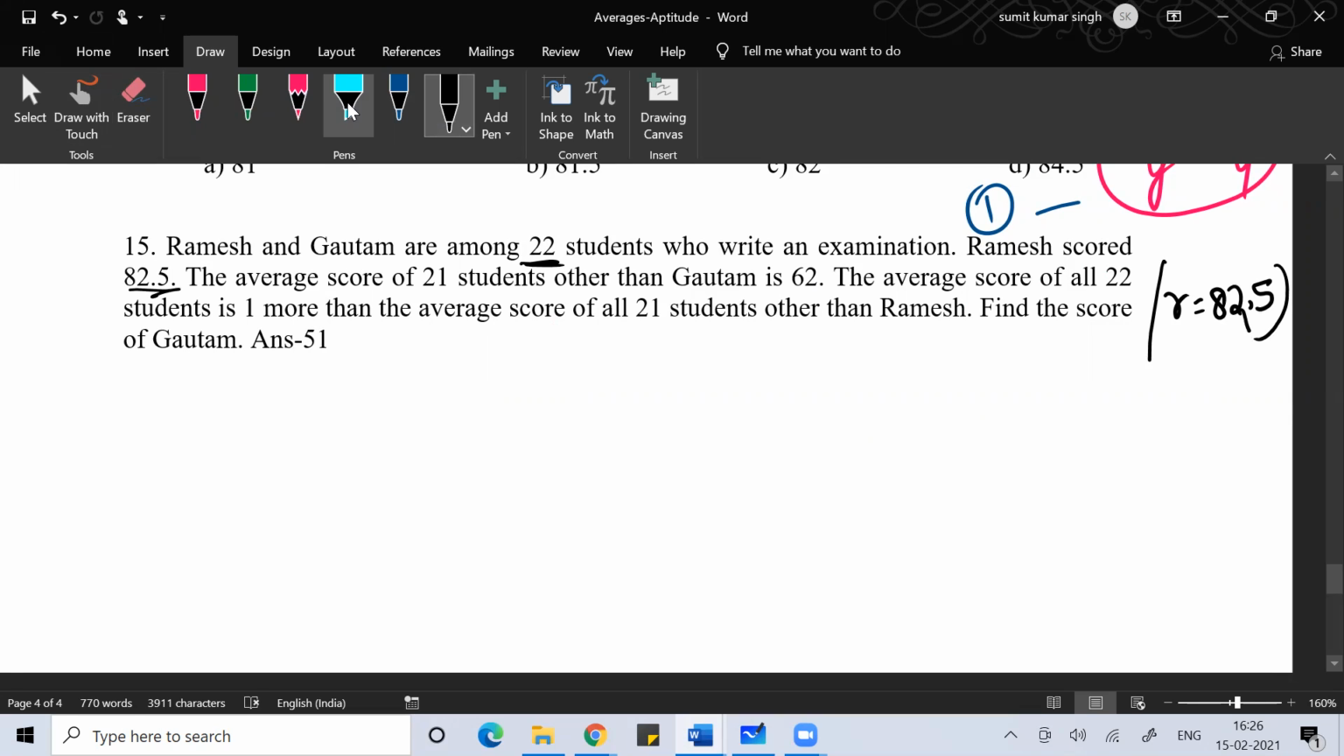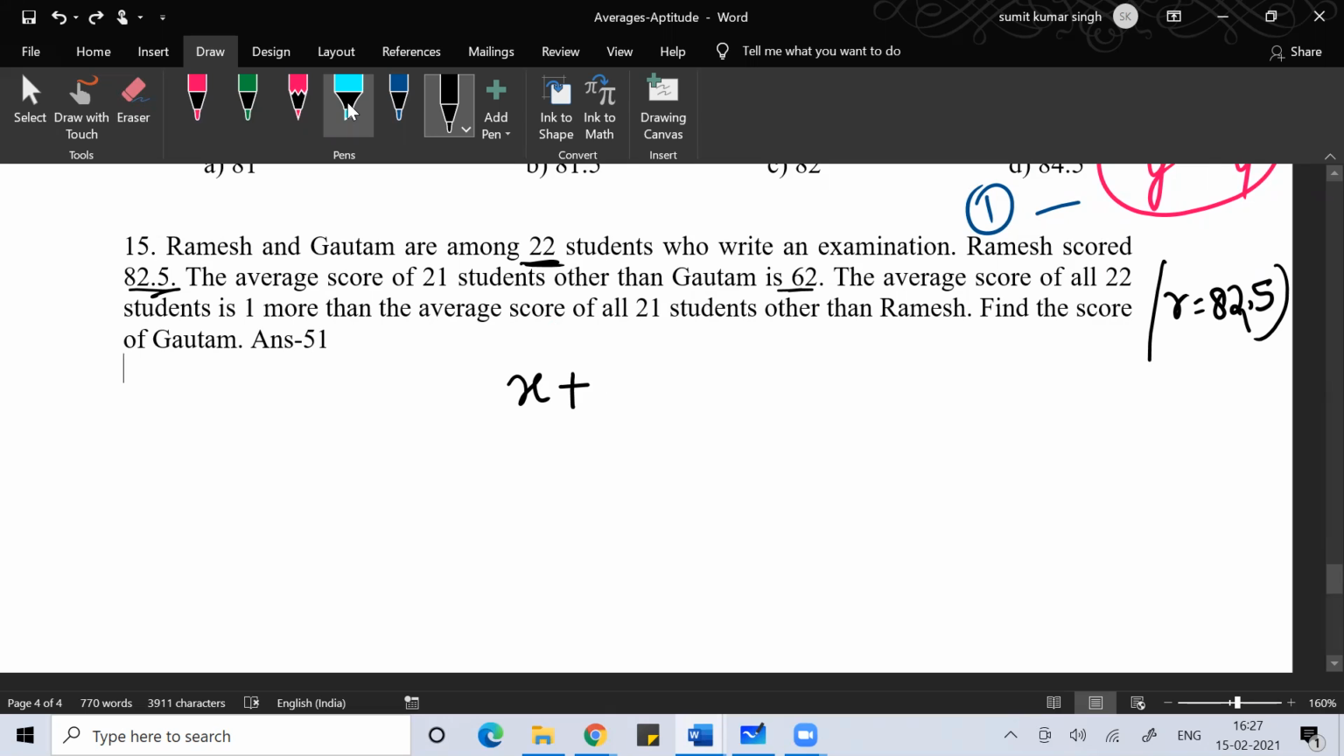The average score of the 21 students other than Gautam is 62. Let the total of the 20 students be X. So the average of 21 students other than Gautam means what? Ramesh, no?